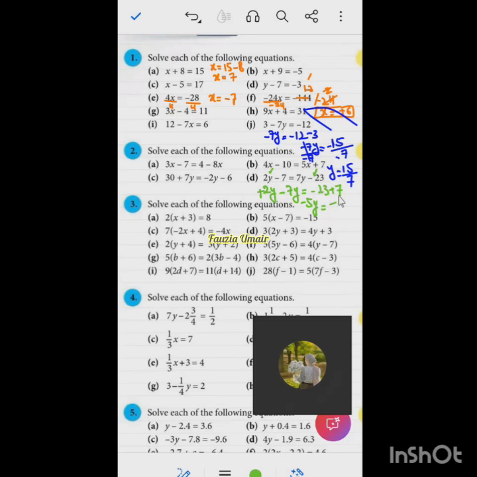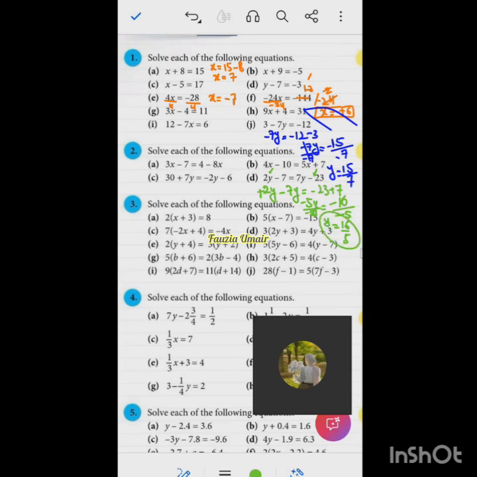Minus 23 plus 7. So how many? Minus 16, right? Because they are unlike, so we will subtract them. Now we will divide both sides by the coefficient, which is minus 5, so that y is alone. So y is equal to 16 by 5 is your answer.